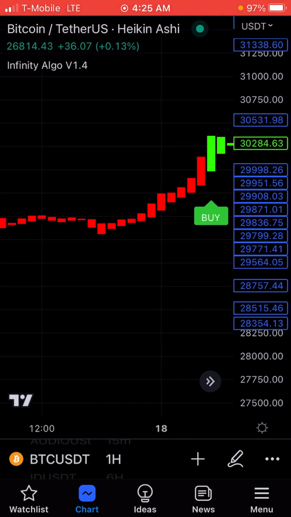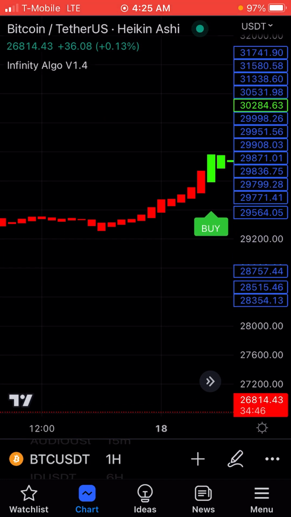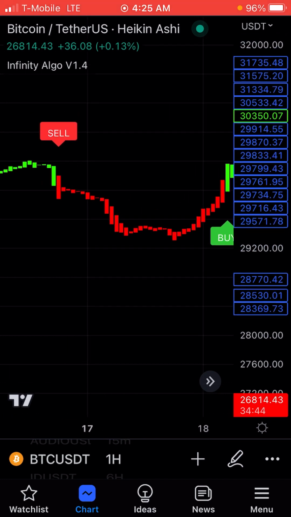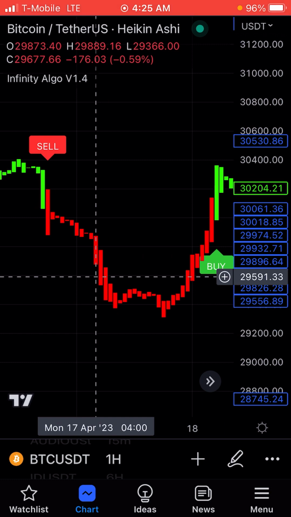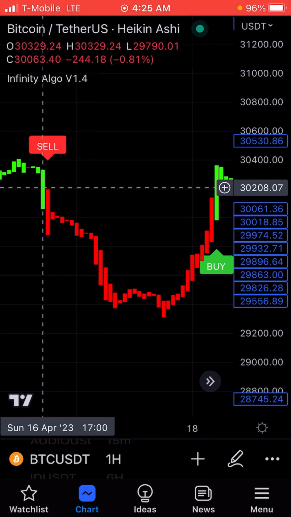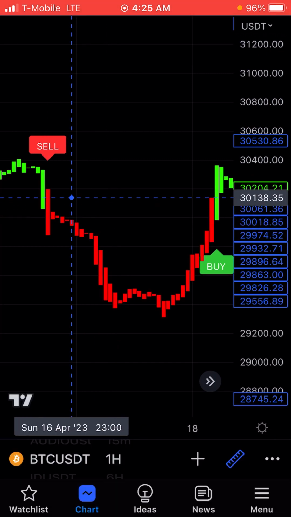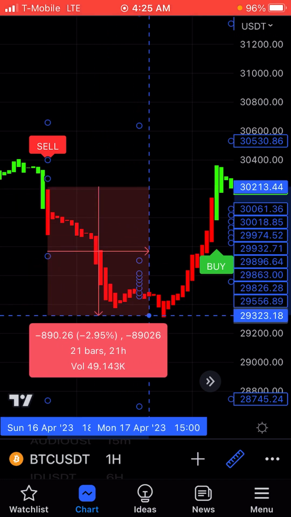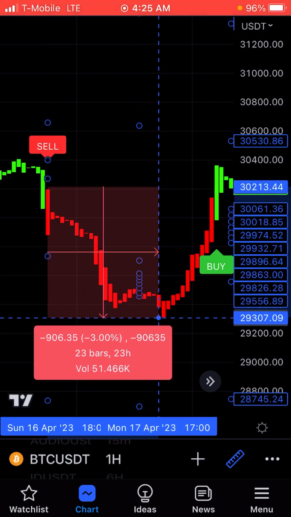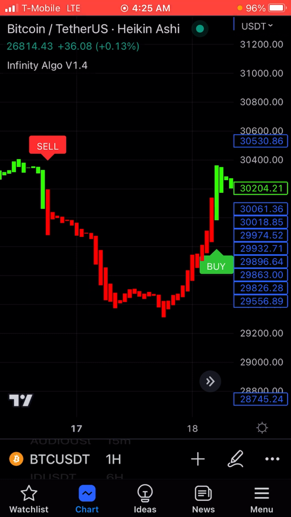Let's do one more. So another sell signal right here. If you came in right here and you rode it out, you would have made a 3% increase if you were doing futures. If you were doing a short, you would make some money.